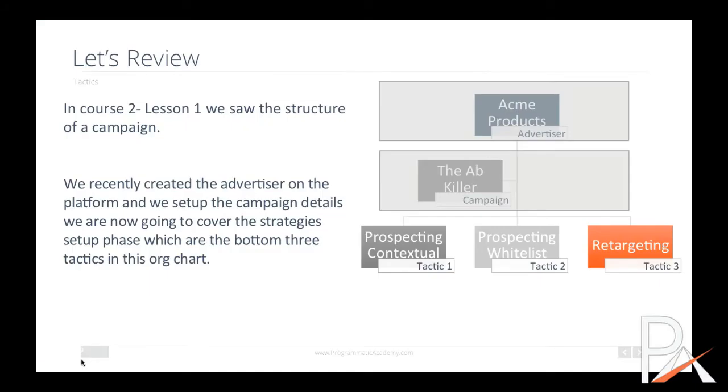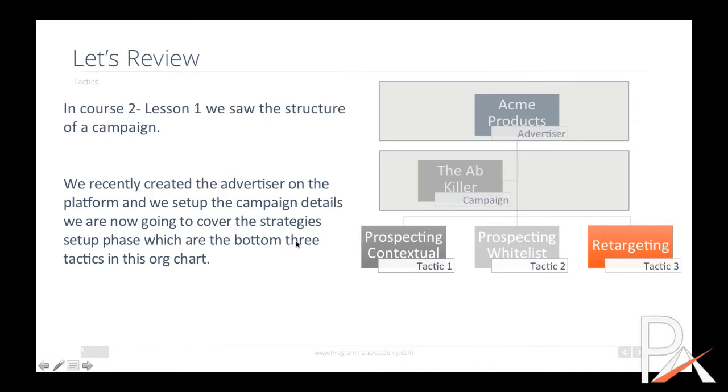Okay, now let's review. In course 2, lesson 1, we saw the structure of a campaign. At the top, you have the advertiser, next, you have the campaign, and then following that, you have the different tactics, okay? Prospecting, a whitelist, retargeting. So we recently created the advertiser on the platform. We set up the campaign details, and now we're going to cover the strategies, okay? This is at the bottom of the 3 tactics in the chart.